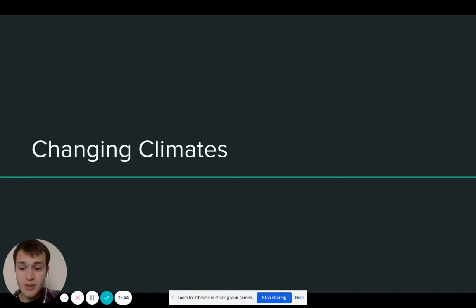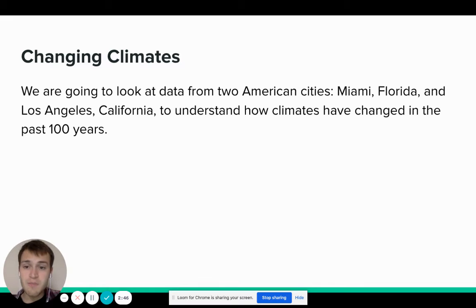Cool. So let's get into changing climates. So today we are going to look at data from two American cities, Miami, Florida, and Los Angeles, California, to understand how climates have changed in the past 100 years. So we're going to start by looking at how climates have changed recently, and then we'll look at Earth's much longer history.